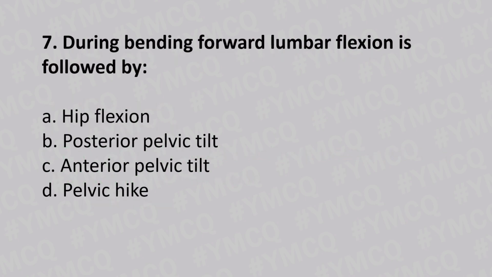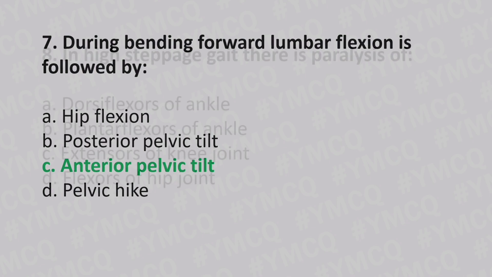During bending forward, the lumbar flexion is followed by option A hip flexion, option B posterior pelvic tilt, option C anterior pelvic tilt, option D pelvic hike, and the answer is option C anterior pelvic tilt. Moving to our eighth question.